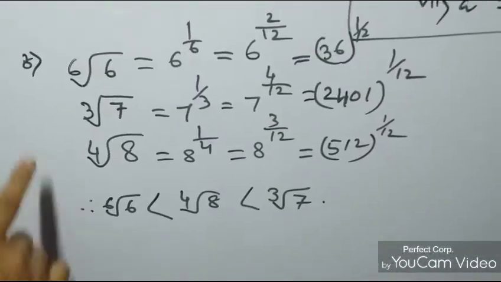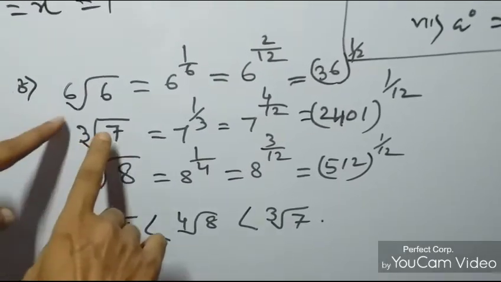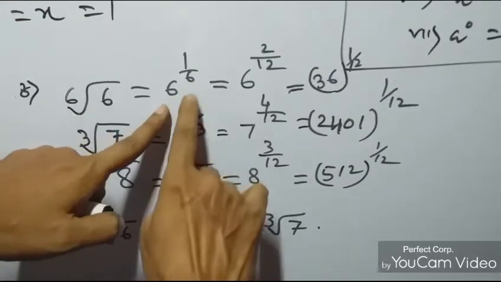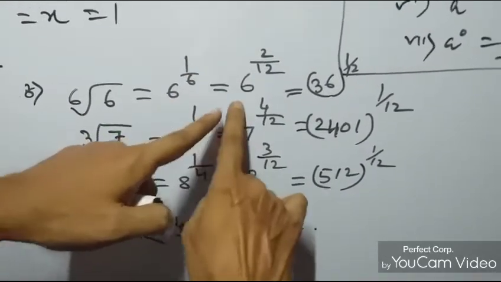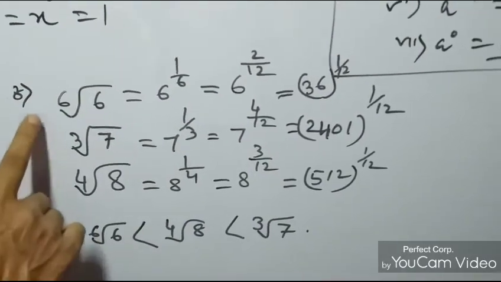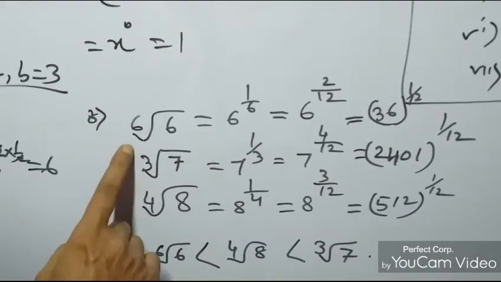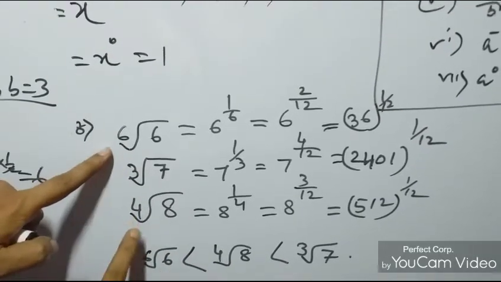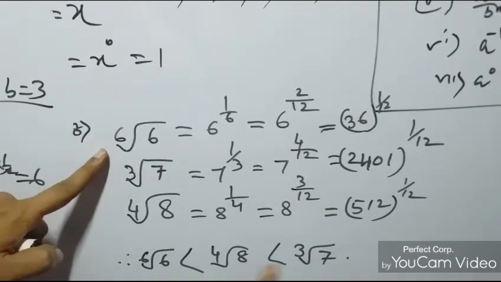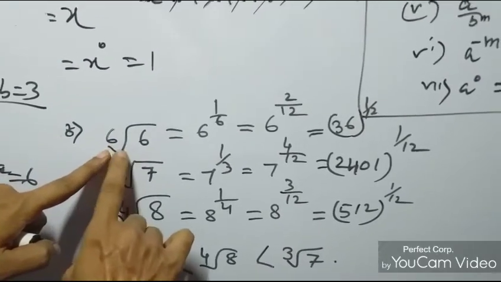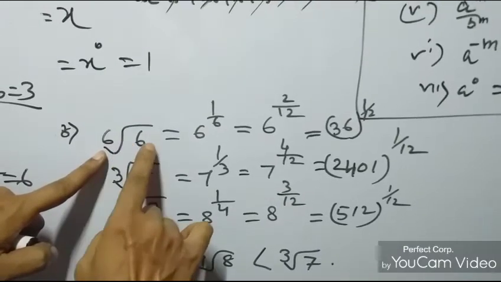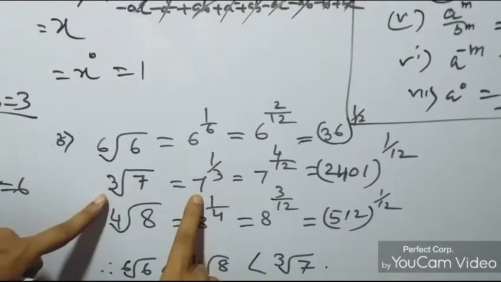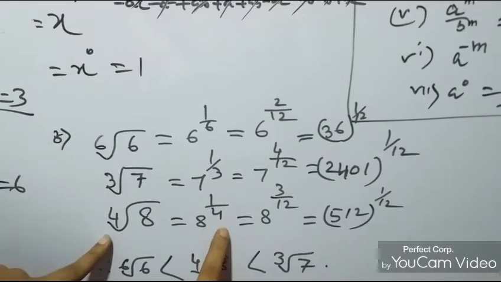See here, number 8. Here number 8 is given. It is actually just making this one 6 to the power 1 by 6. Now we need to find out, these are the three numbers here, we need to arrange in ascending order. Here it is given, square root 6. This is coming 6 to the power 1 by 6, and this is actually 7 to the power 1 by 3, and this will be 8 to the power 1 by 4.